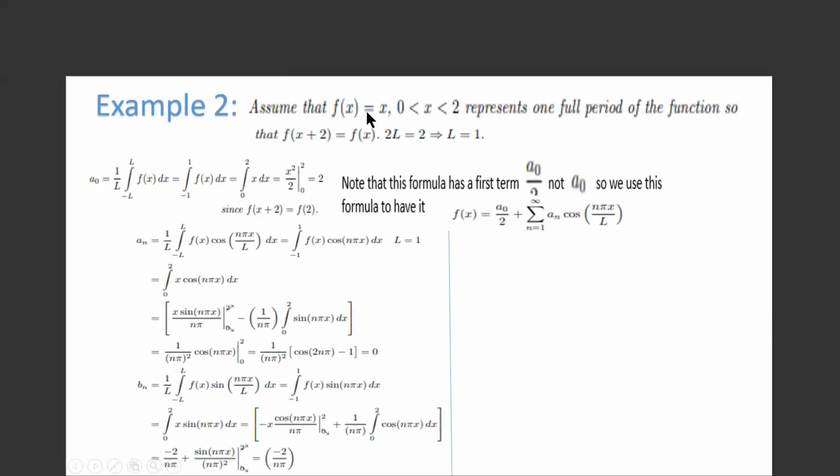If it is odd, don't go for an. This is an example. I'm just telling you, don't waste your time if you know your function is odd. You will have an equal to 0. You already know your function is odd, so an will be 0, and you find only bn.